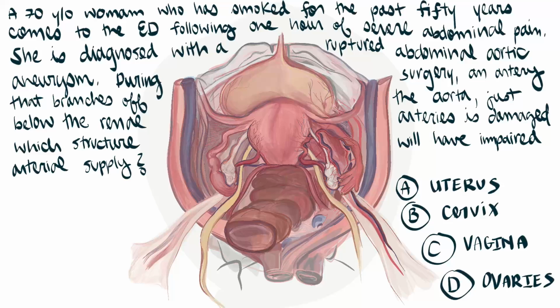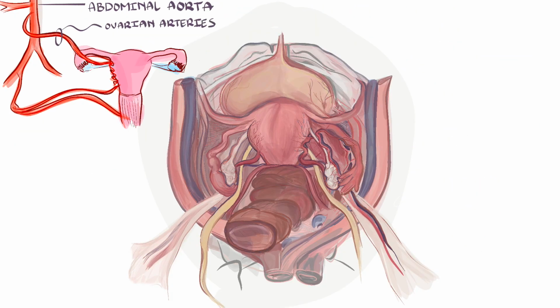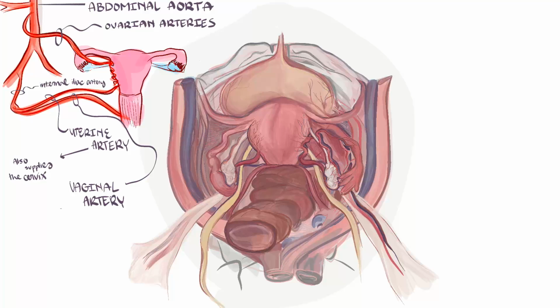So really the reason I put this here is just to go through and remind everybody of where all of these structures are getting their blood supply from. So the abdominal aorta splits down into the iliacs, we know that, but off of the abdominal aorta is where the ovarian arteries come. And then further down, off of the internal iliac artery is where the uterine artery and the vaginal arteries come from. So the correct answer in this case would actually be the ovaries, because they're having to clamp the abdominal aorta close to where the ovarian supply is.